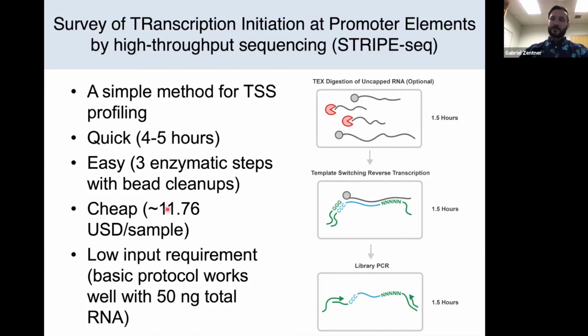It's a pretty cheap protocol. My student Bob Policastro, who developed the method, calculated it at less than $12 per sample. And just the basic protocol we have developed can be used with as little as 50 nanograms of total RNA.